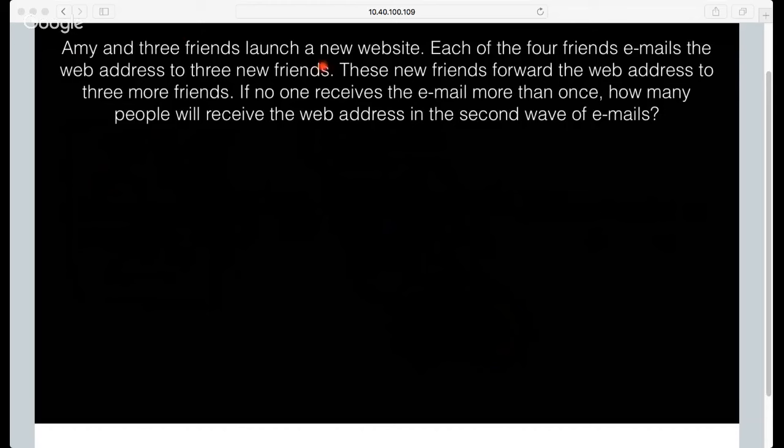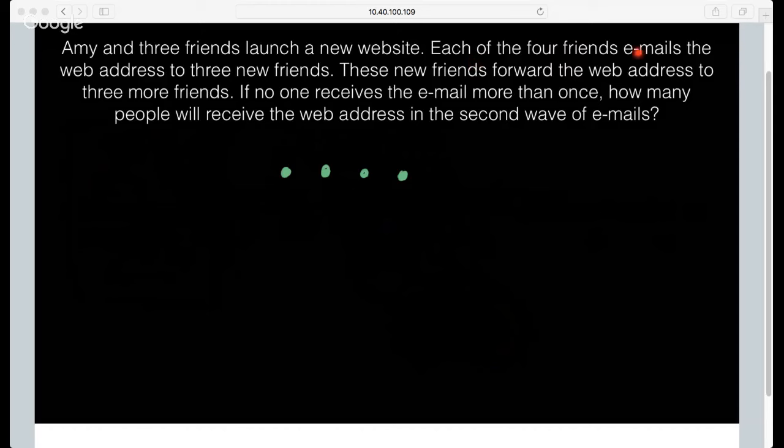Amy and 3 friends launch a new website. I'm going to start by just doing Amy and 3 friends. I don't know what I'm going to use these for, but I just have Amy and 3 friends. They launch a new website, so this is the website launching team. Each of the 4 friends, 1, 2, 3, 4. These are all friends, 4 of them.